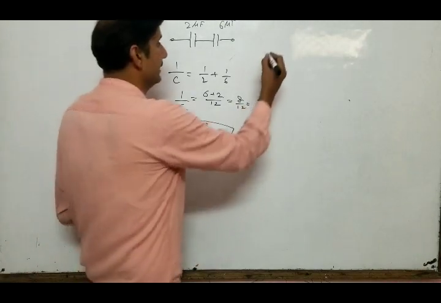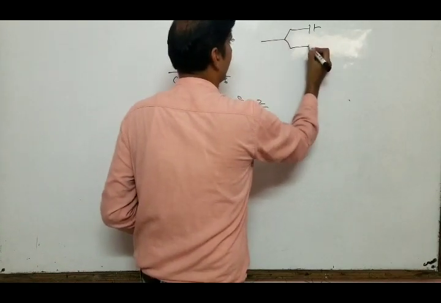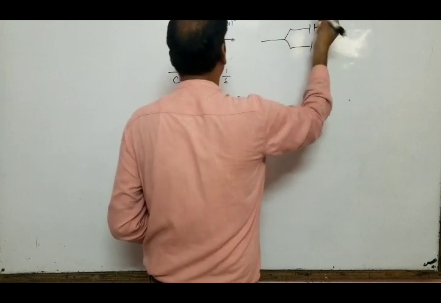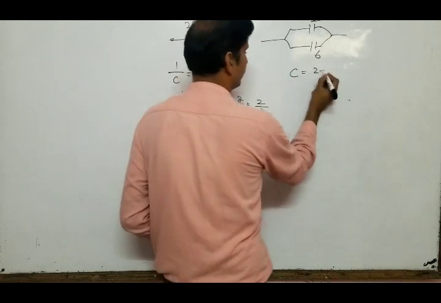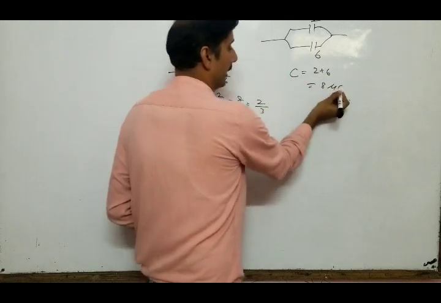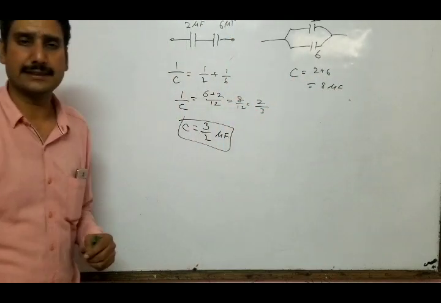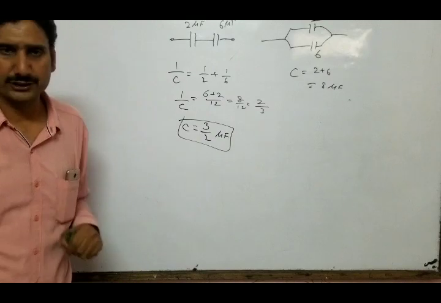Had these capacitors been in parallel, the answer would have been even simpler. It would have been 2 plus 6, that is 8 microfarad. The capacitance would be the simple sum of these two.